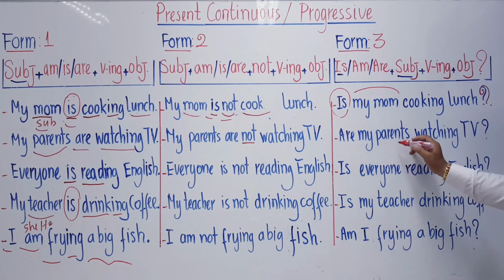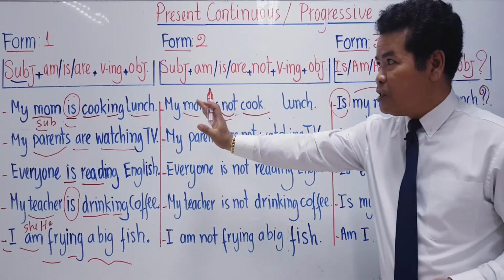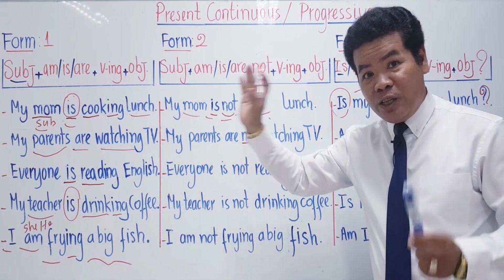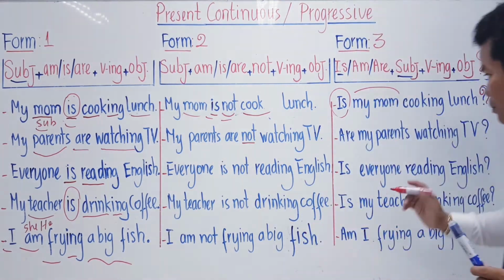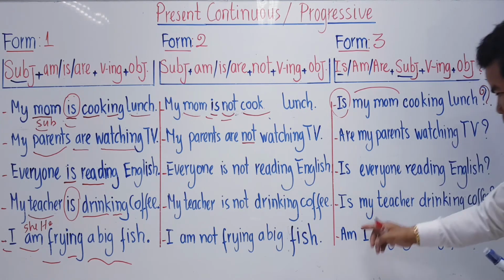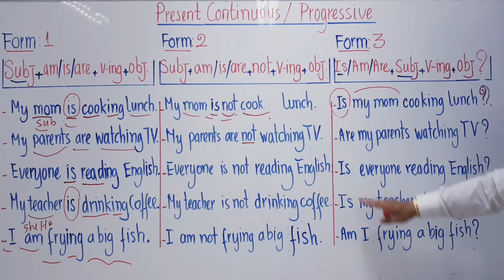Are my parents watching TV? We have the same every single word as the positive form. But we just move the position of the part of verb to be. Understand? Is everyone reading English? Is my teacher drinking coffee? Am I frying a big fish? So these are all question sentences.